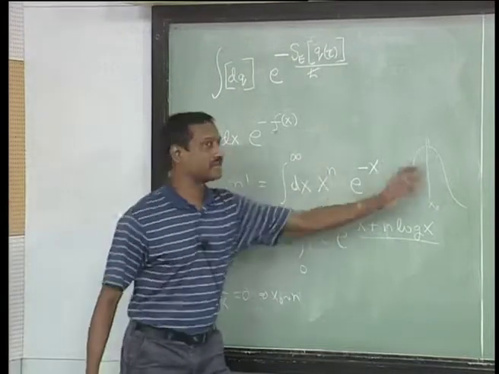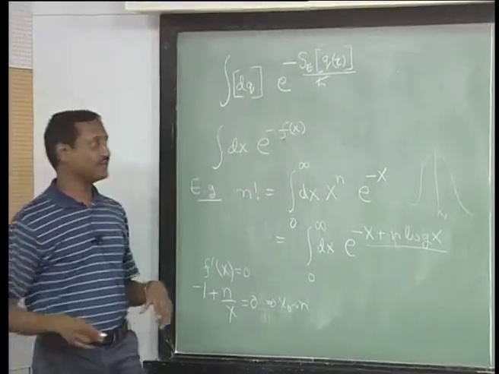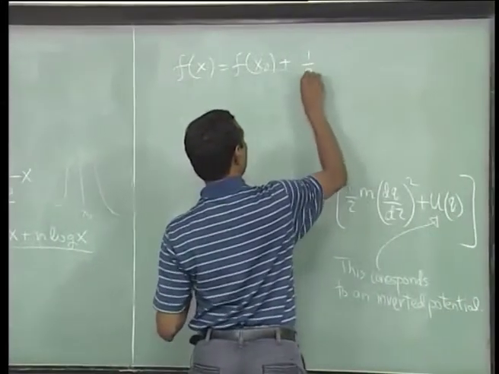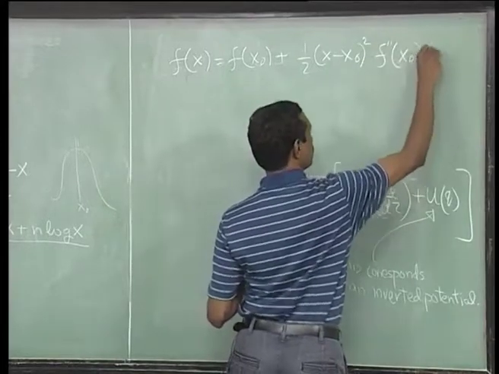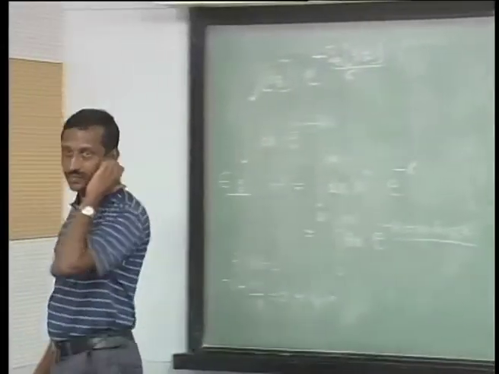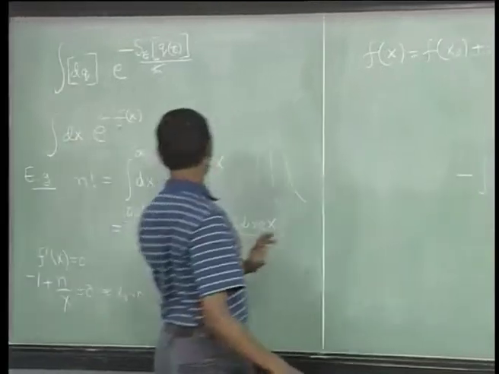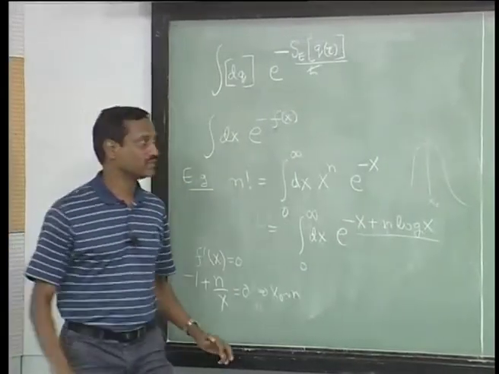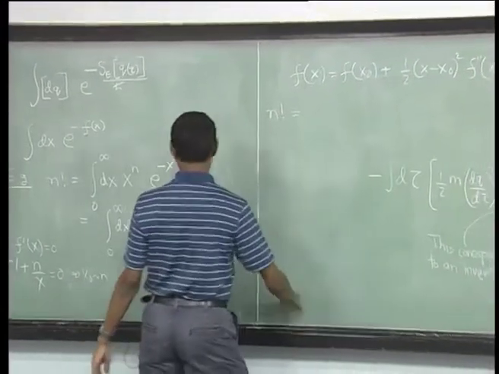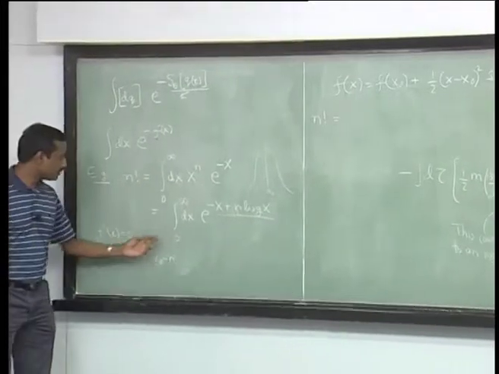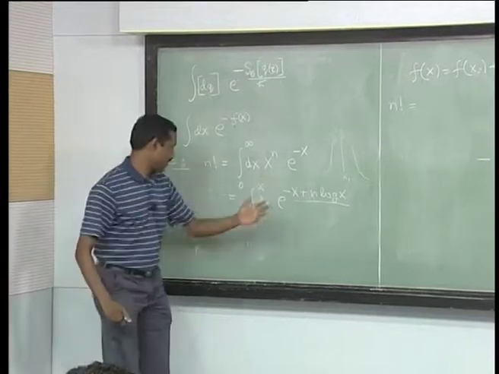This function is like this, but what we will get because of the minus sign will be something which is nice and upwards. So you will get one half of x minus x naught whole squared, f double prime of x naught, plus dot dot dot. So the first approximation is to just substitute f of x naught. So for n factorial, for large n, we would like to evaluate this integral, and you will see that the limits won't matter.